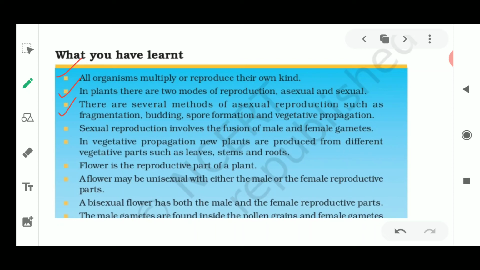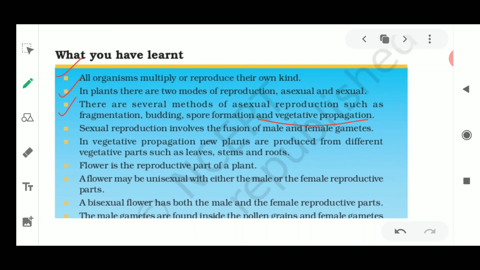Next is the spore formation. So this spore formation is the way by which spores are being formed. Spores are microscopic structures which are going to develop from the mold or from the fungi, and they are capable of reproducing. They are capable of producing a new plant, as it is responsible for spore formation. Next is the vegetative propagation. So vegetative propagation is a way by which the plants are going to reproduce with the help of the vegetative parts.